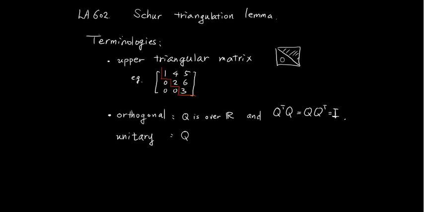Okay, but unitary is just to emphasize that I might consider some matrices whose entries are over C, the complex numbers. Now we allow some complex numbers. And for such a matrix, you can consider the Q star. And Q star means that it is Q transpose and then taking the conjugate of all the entries.